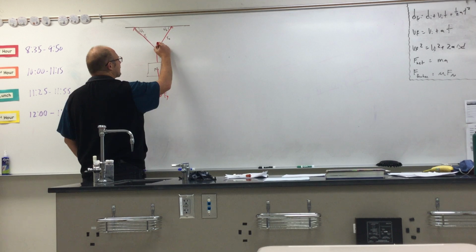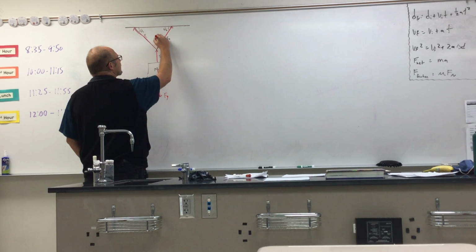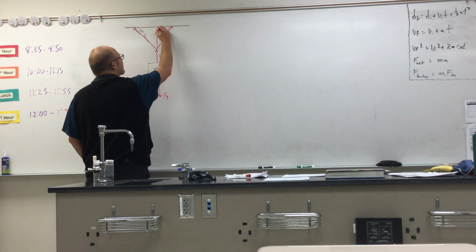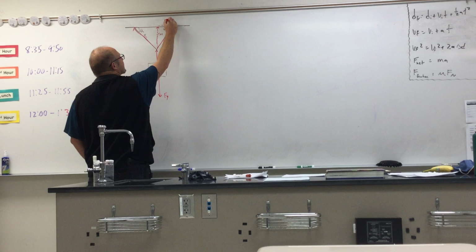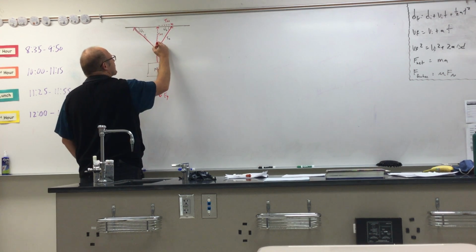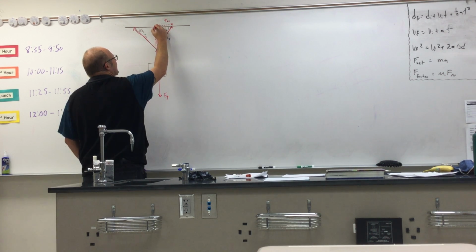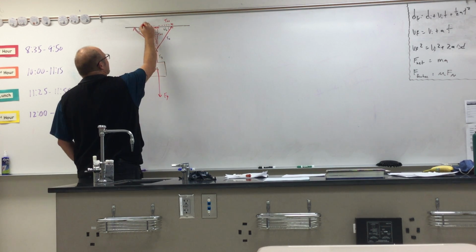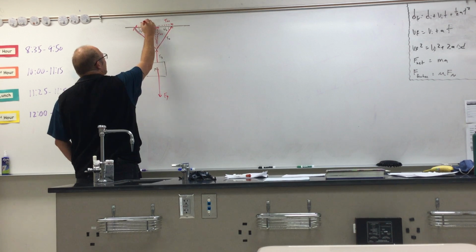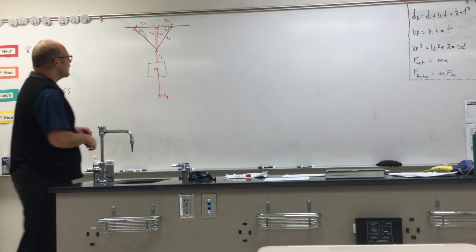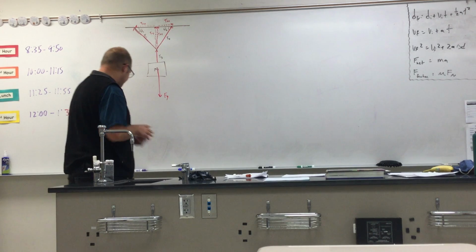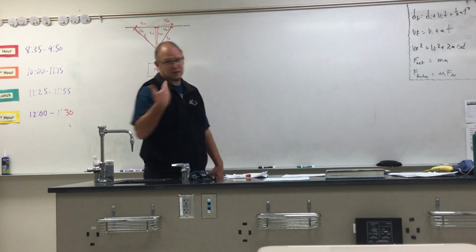Okay, so now that we see that these two ropes exert a tension at these angles, we're going to need to get the x and y components of that. So we're going to call this T2y, and this T2x. We'll call the y component on this side T1y, and we'll call this direction T1x. Once you've done that, now it's thinking time.